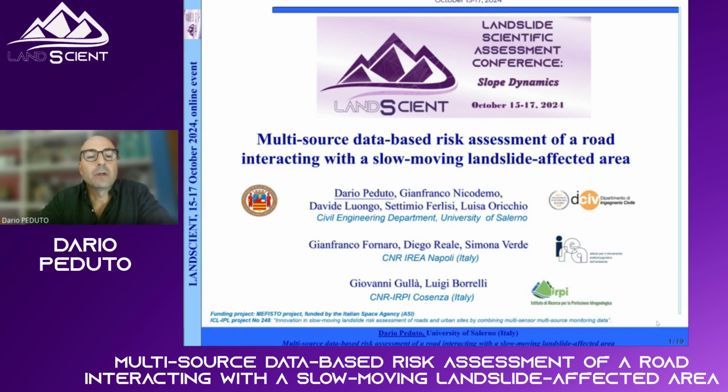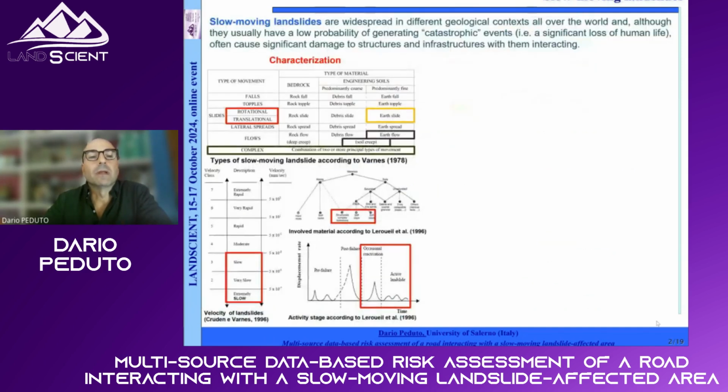My presentation will focus mostly on the multi-source database, the risk assessment of roads interacting with slow-moving landslides. This research has been carried out jointly by my research group from University of Salerno and two research centers from the National Research Center in Italy, from IREA in Naples and IRPI in Cosenza. So the topic will be the risk assessment for roads affected by slow-moving landslides.